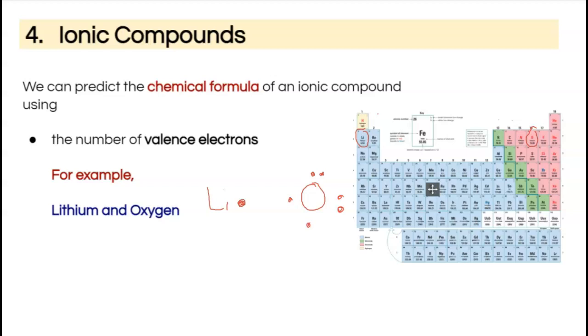So let's just show how that might work. Lithium is going to want to get rid of this electron. It's going to give it over to oxygen, right? And so then lithium is happy now, but oxygen is not quite happy because it's still missing 1 electron right there. And so how are we going to deal with this?